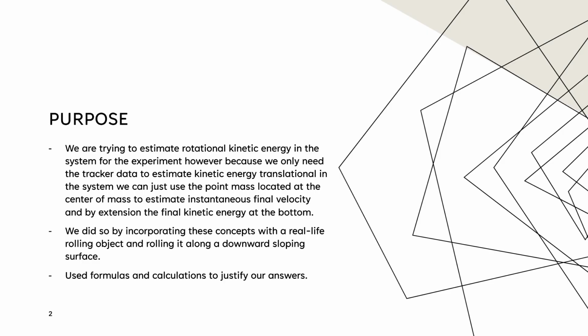The purpose of our lab is that we are trying to estimate the rotational kinetic energy in the system for the experiment. However, because we only need the tracker data to estimate translational kinetic energy in the system, we can just use the point mass located at the center of mass to estimate instantaneous final velocity and, by extension, the final kinetic energy at the bottom. We did so by incorporating these concepts with a real-life rolling object and rolling it along a downward sloping surface. We used formulas and calculations to justify our answers.